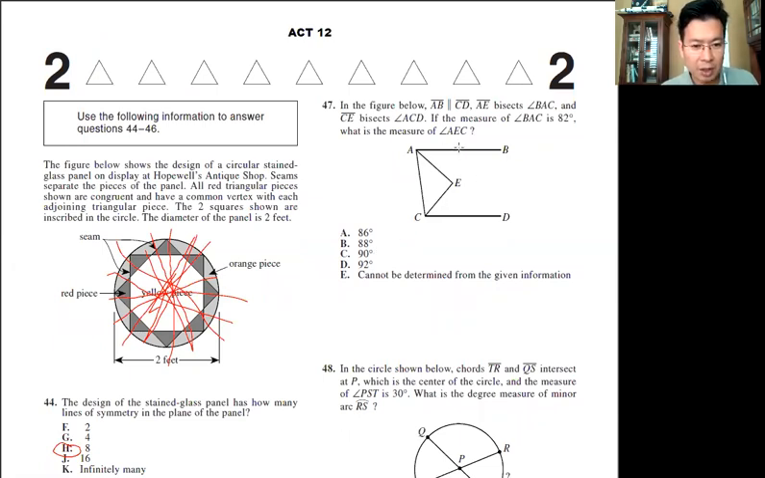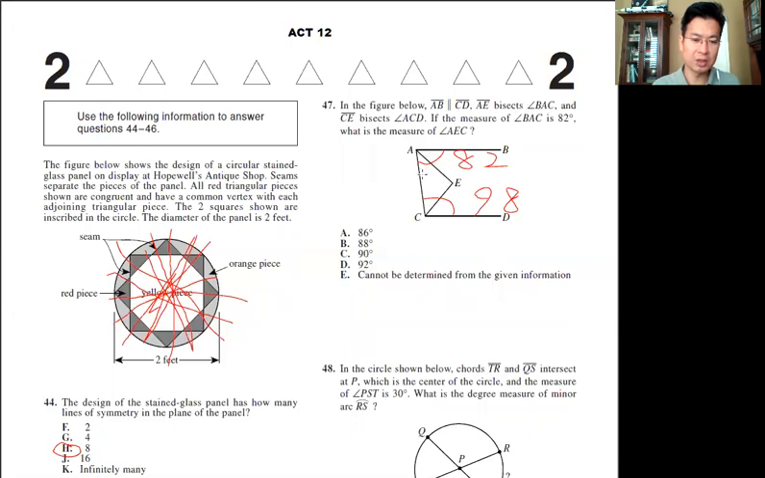47. EAC, this thing is 82. What is AEC? So this is 82. That means this is 90, 88, 98, to make it 180. So the question is AEC. Bisect.